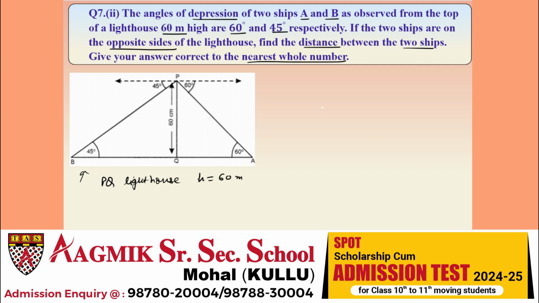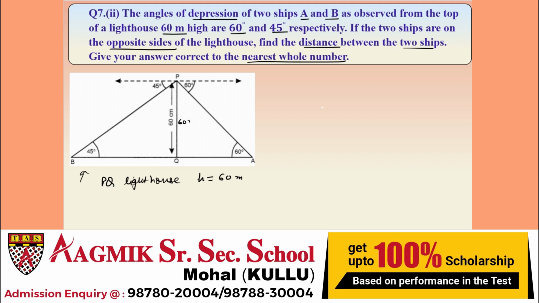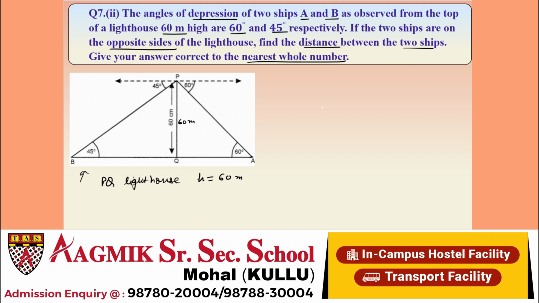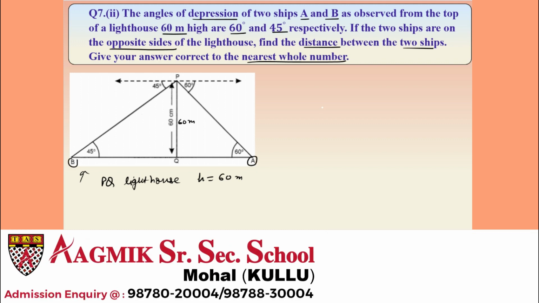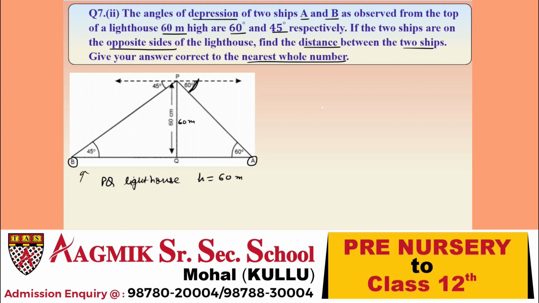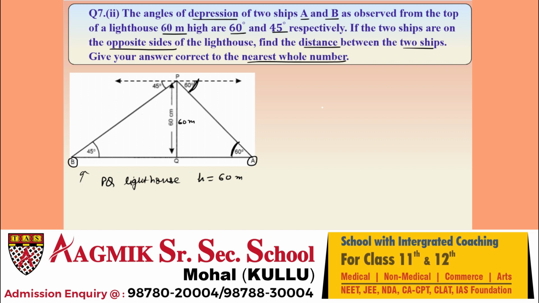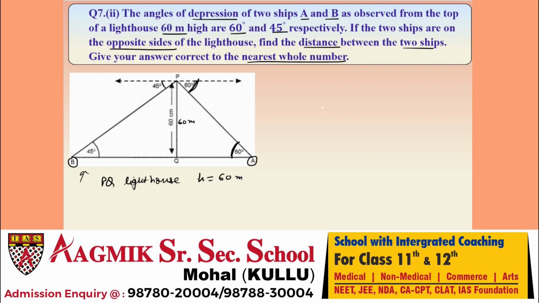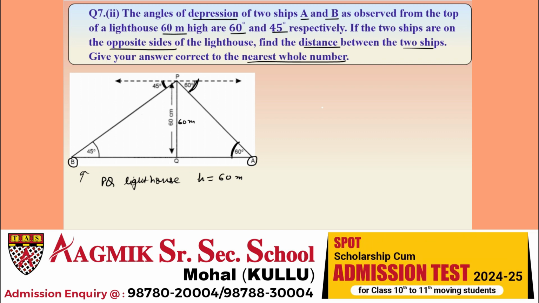So this will be 60 meters. Now two ships are there. One is at A, the other is at B. They are on the opposite sides of the lighthouse. From A, the angle of depression is 60, so alternate angles are equal and this would be 60. And from the other ship, the angle of depression is 45, so this angle is 45.